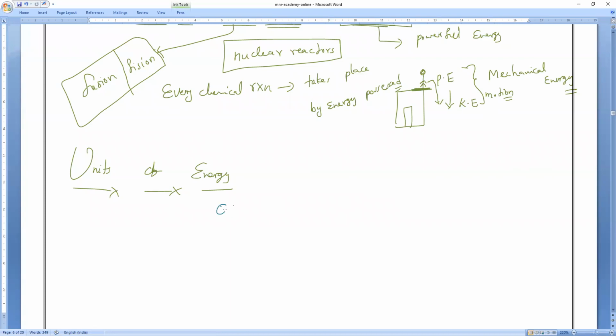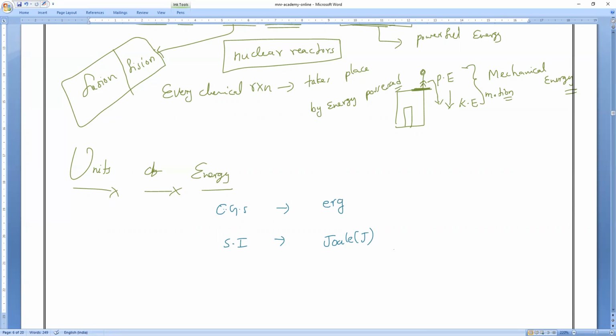Now, first let us write the CGS unit. What is the CGS unit you are expecting for energy? Erg. And the SI unit is joule. So what is the CGS unit of energy? Erg. And the SI unit of energy is what? Joule. Please remember.